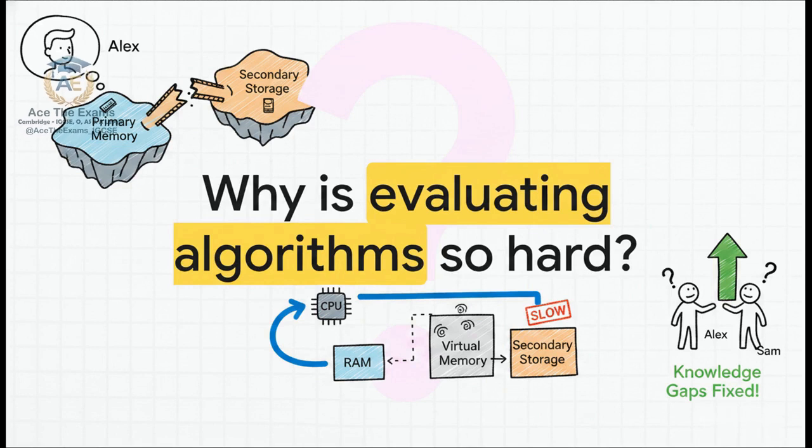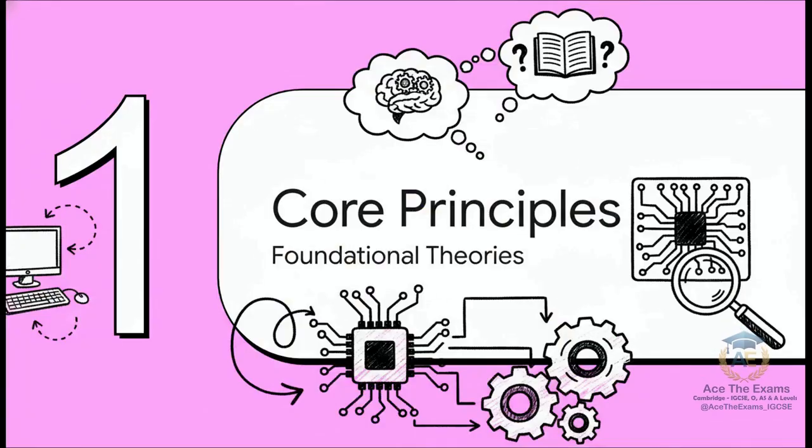Think about it. If your algorithm requires massive amounts of primary memory to process data, but the physical system only has limited RAM available, what happens? It's going to start relying on virtual memory, and virtual memory uses your secondary storage, which is going to drastically slow down the execution time of that algorithm. If you can't articulate that specific cause and effect relationship on paper, you are going to miss the mark. So we are going to fix these critical knowledge gaps right now, ensuring you don't make the same mistakes Alex and Sam do. Let's move straight into Section 1.